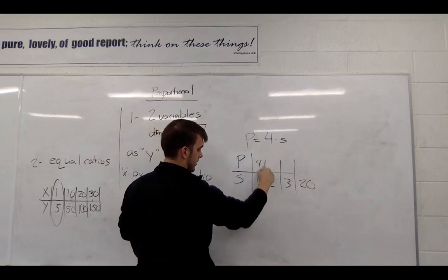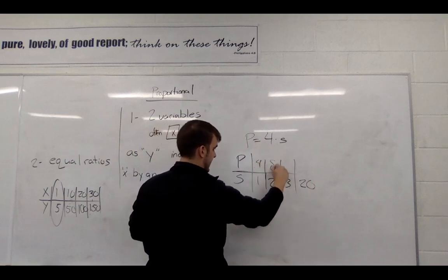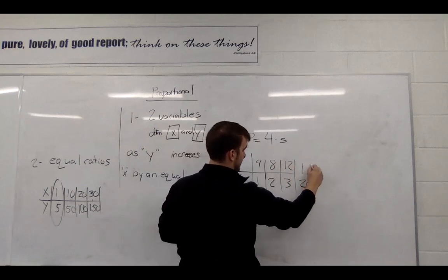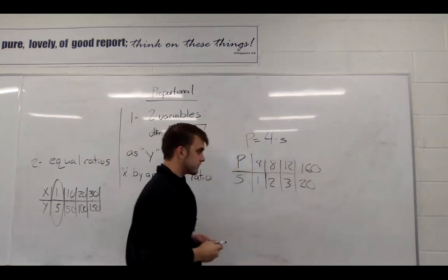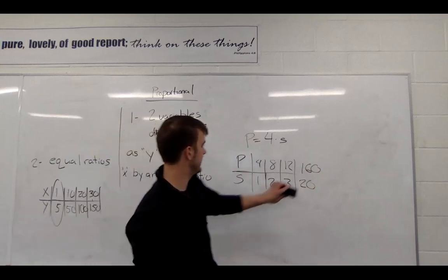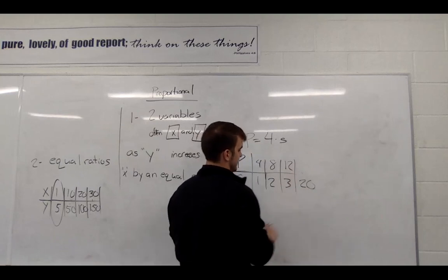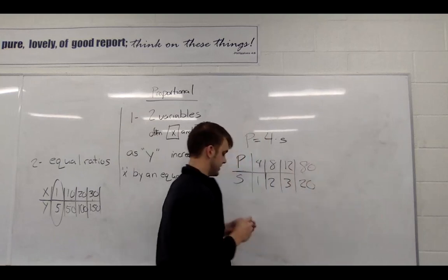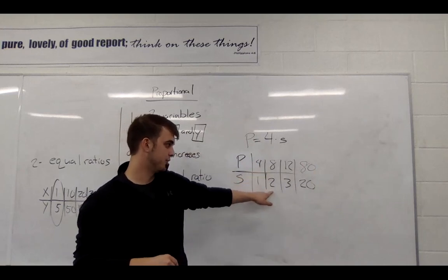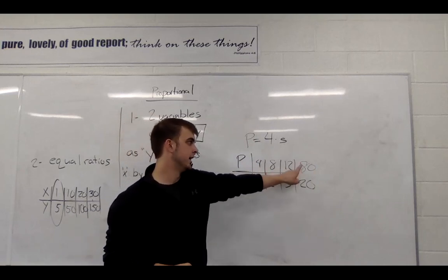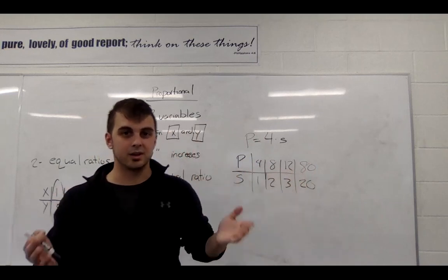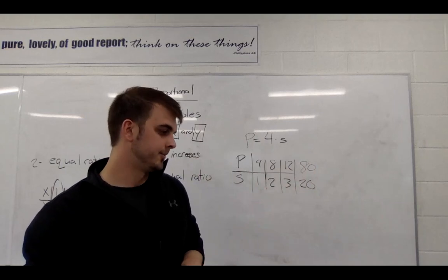1 times 4 is 4. 2 times 4 is 8. 3 times 4 is 12. 20 times 4 is 160. That's not right. Who's my math teacher? 20 times 4 is 80. Okay, so what you could do, 4 divided by 1 is 4. 8 divided by 2 is 4. 12 divided by 3 is 4. 80 divided by 20 is 4. They all come out to an equal ratio or number.